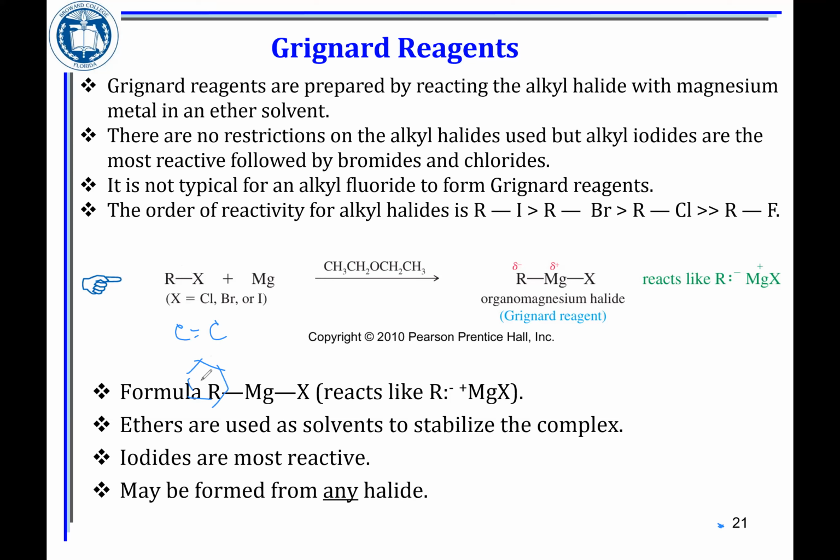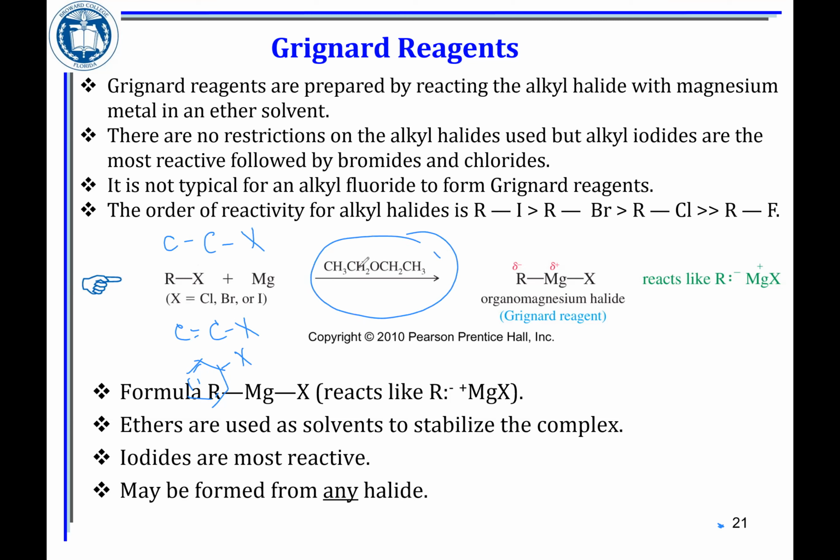So any of these methods would work as long as you have the halide attached to this carbon. So you can start with any of these and make the Grignard reagent. And X can be bromine, iodine, or chlorine. Either one of them would work.